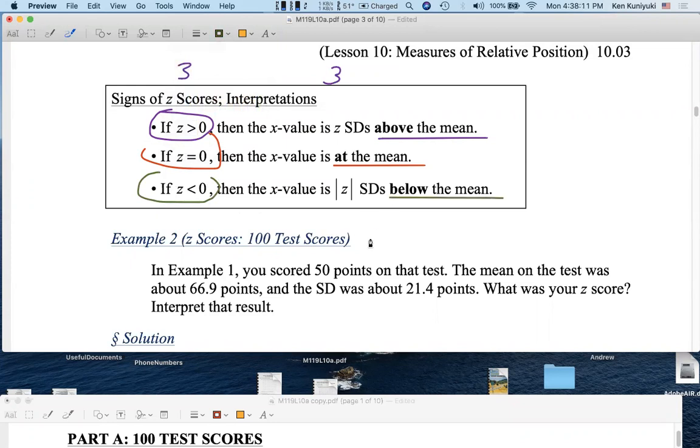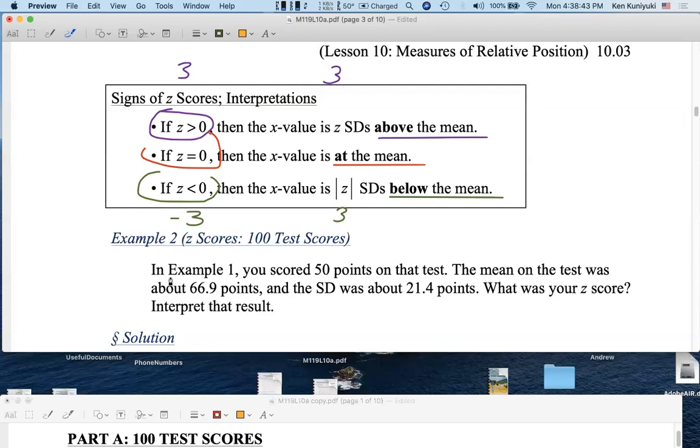You could be sad, maybe very sad. So for example, if your z-score were -3, you did quite poorly relative to the class because that means that your raw test score, the raw x value, was 3 standard deviations below the mean. In general, if your z-score is negative, then the original raw x score, or x value, was the absolute value of z standard deviations below the mean.